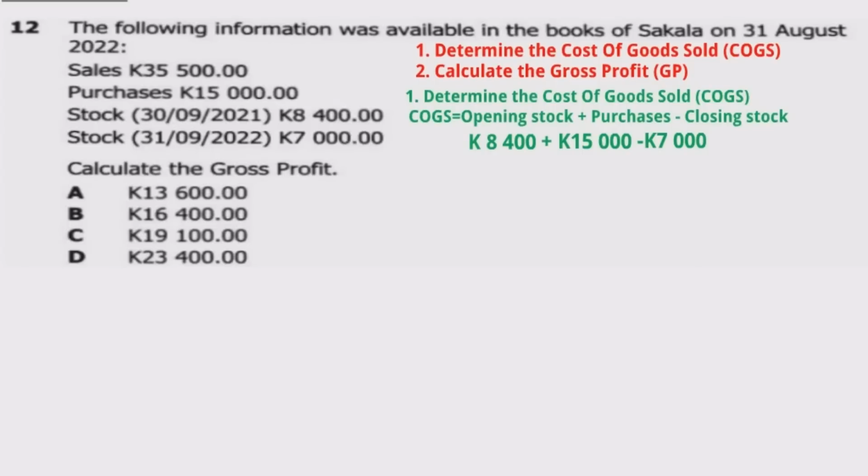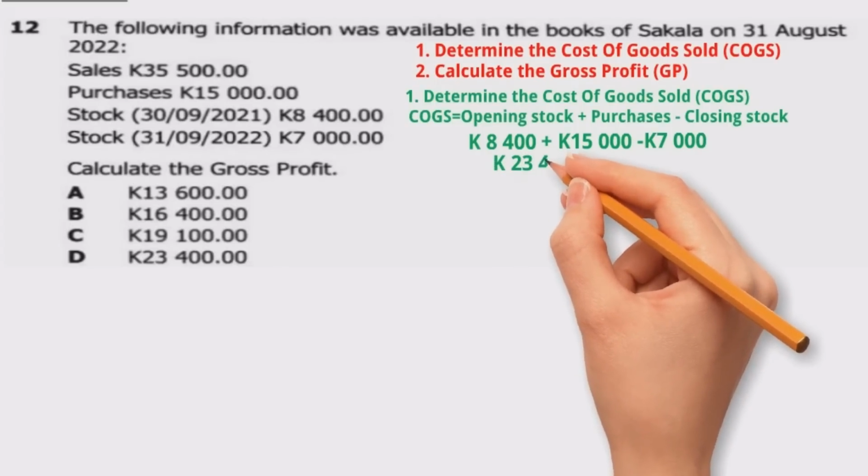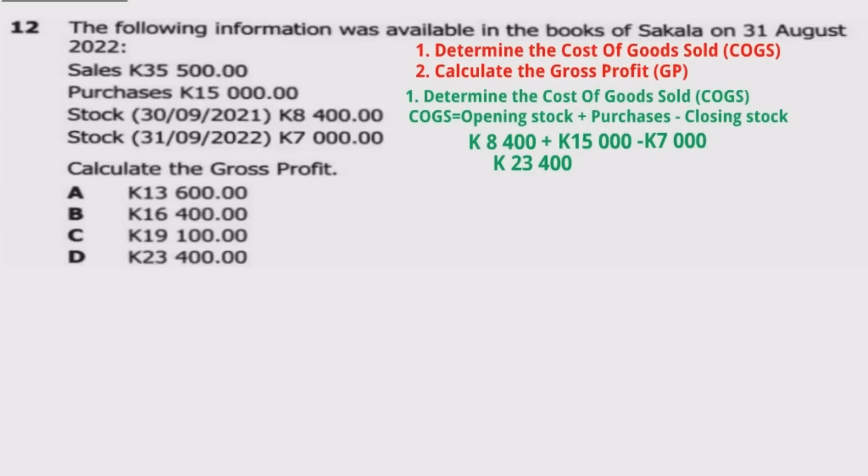Here we can still use mathematical ideas, starting with addition. So we can add 8,400 plus 15,000, which will give us 23,400. Okay, 23,400.